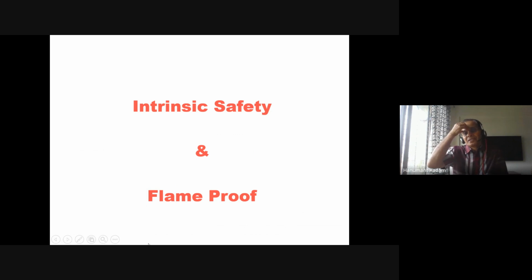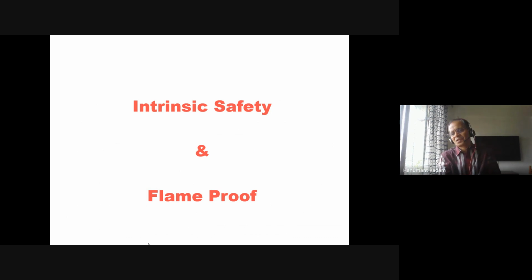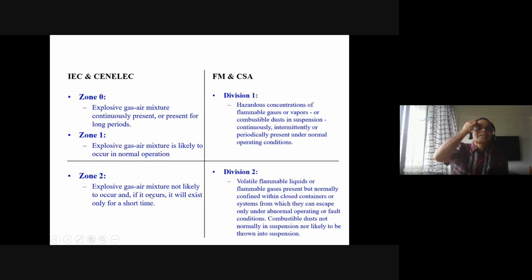Now I'm going a little different: what is an intrinsically safe transmitter? Transmitters are used in critical plants: oil, gas, refineries, even fertilizers and chemicals, power sectors, hazardous plants, high pressure plants. So there are standards for intrinsic safety. European standards and American standards both have the same objective, with different categorization.